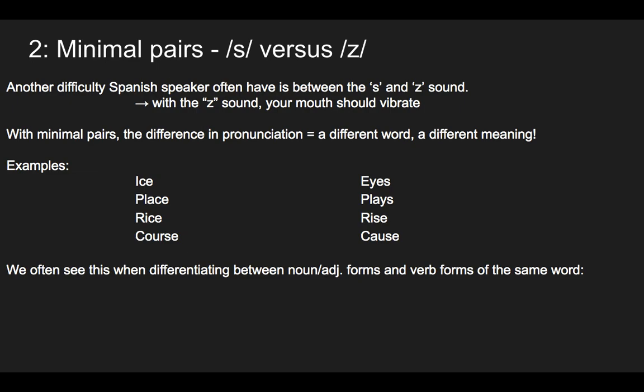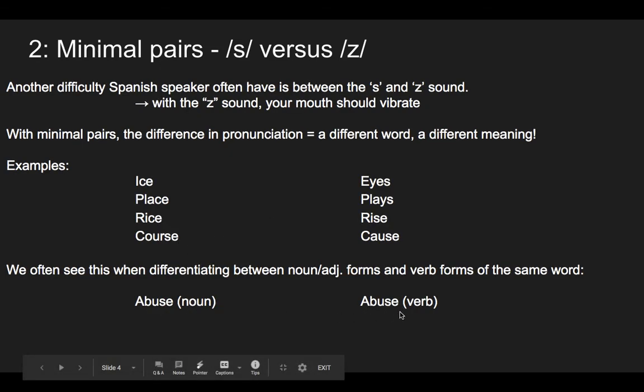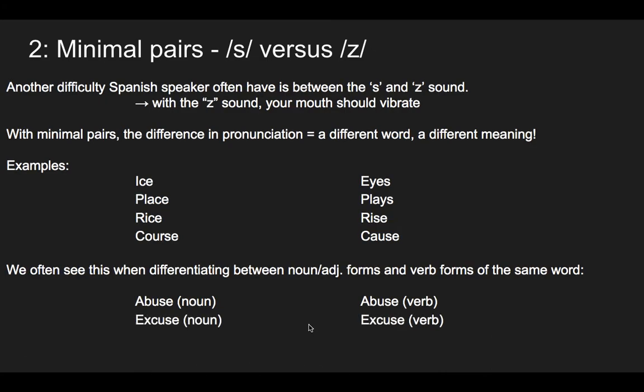Often, we also see this S and Z sound to differentiate between the noun or adjective forms of a word and the verb, okay? So, for example, we have two words here spelled exactly the same, but one is the verb and one is the noun. We have abuse, the noun, with S, and abuse with Z. Excuse, excuse. Close and close. Use and use. So S with the noun or adjective and Z with the verb.